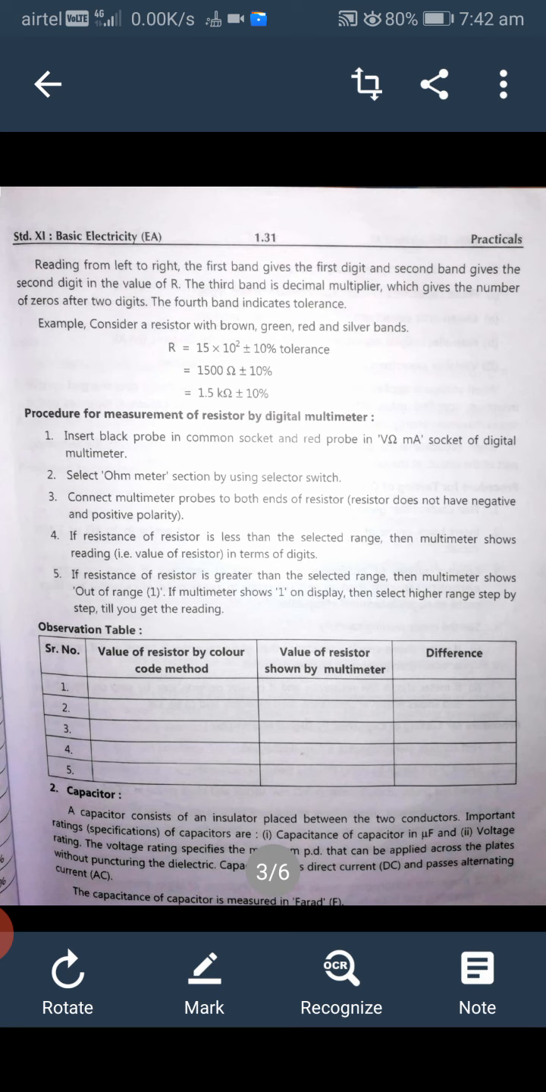There are two main types of capacitor. Fixed capacitors are of two types. First, electrolytic capacitors: aluminum capacitor and tantalum capacitor. Second, non-electrolytic capacitors: mica, paper, ceramic, air. Then there are variable capacitors: air gang, trimmer, and padder.